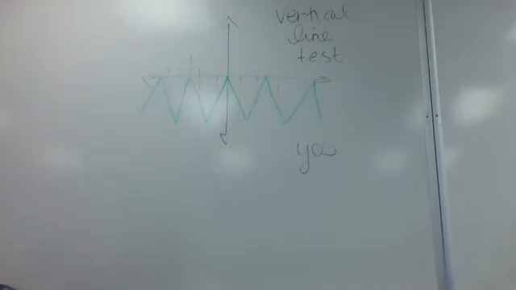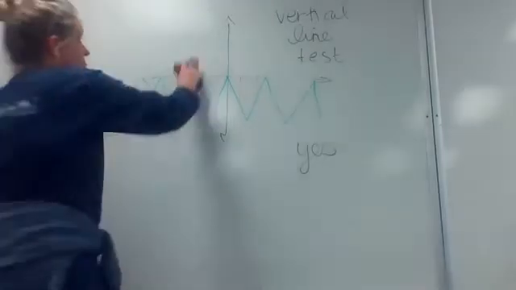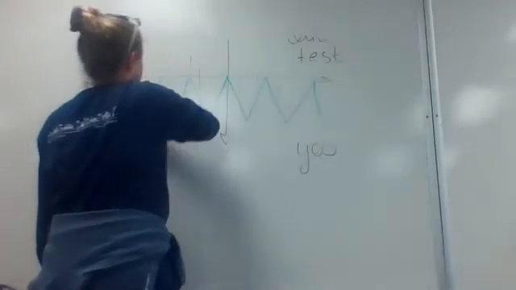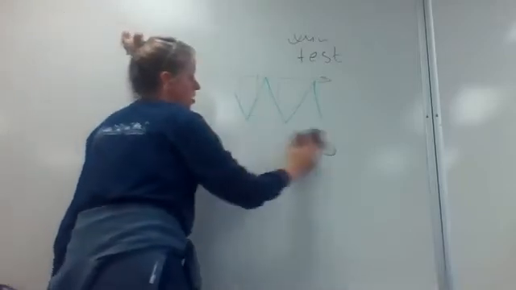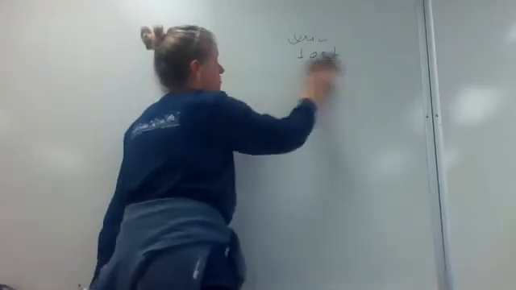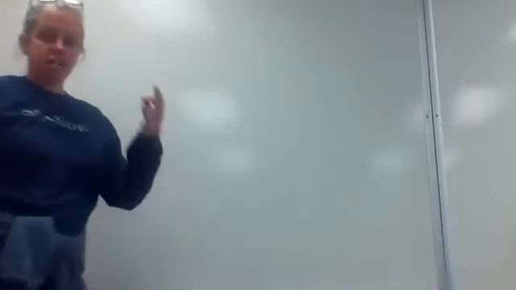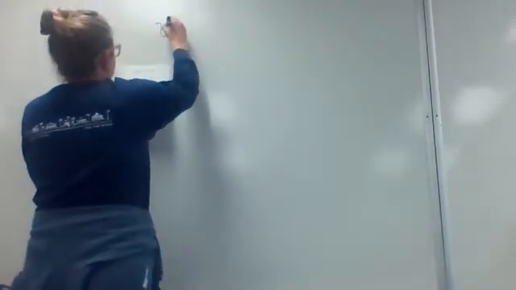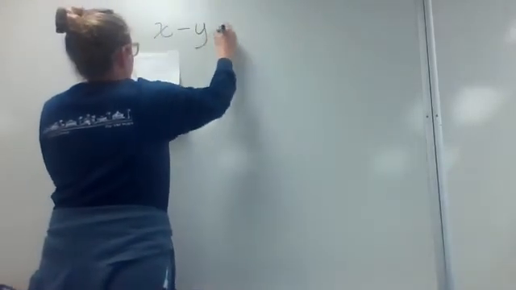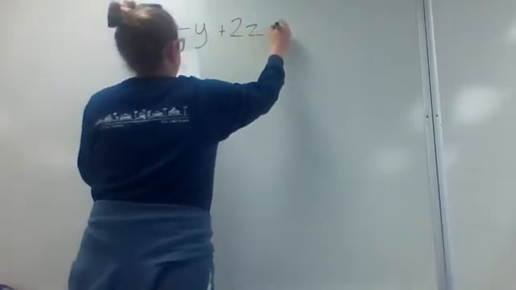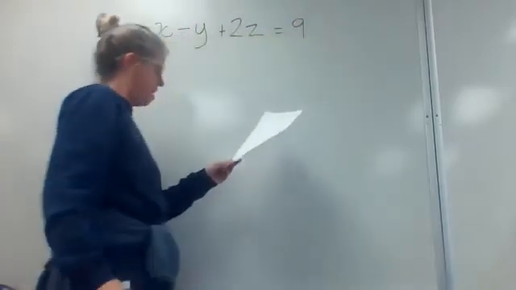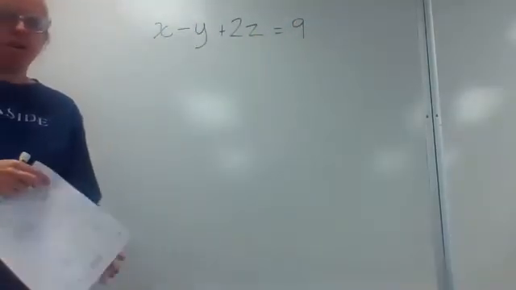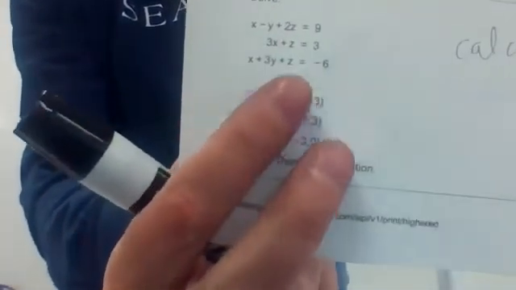Right, number 4. Number 4 is a system of equations in 3 variables. So let's see, we're going to have 3 equations. My first one is x minus y plus 2z equals 9. My next one is 3x plus z equals 3. But look where they put that x.